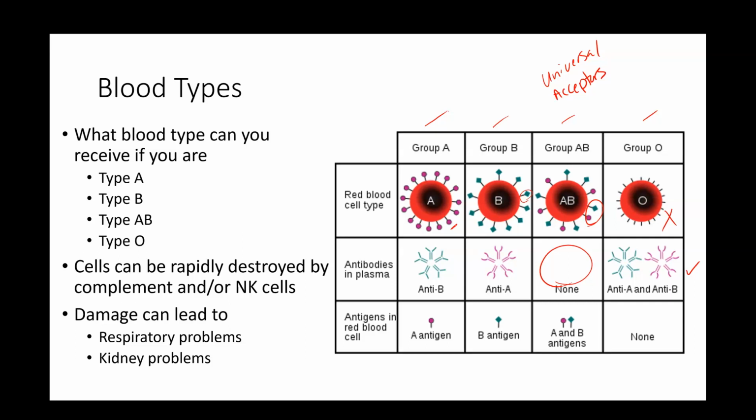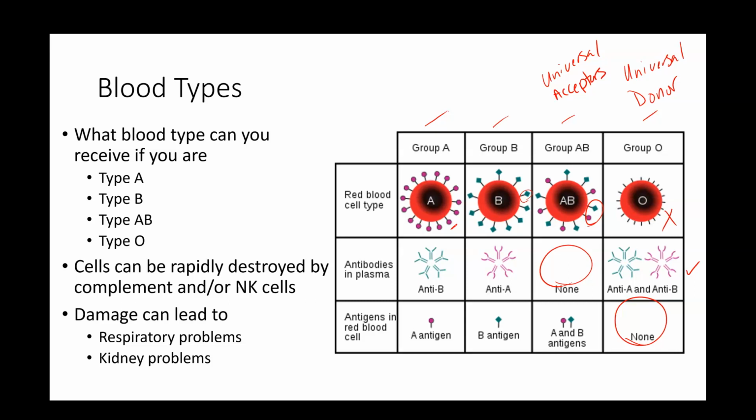So who can group O give their blood to? Well, they have no antigens on their surface, at least no A and B antigens. So there's nothing to react against. In other words, they are considered universal donors.